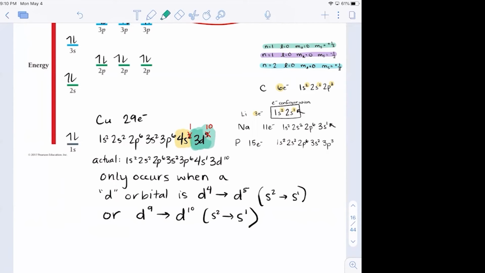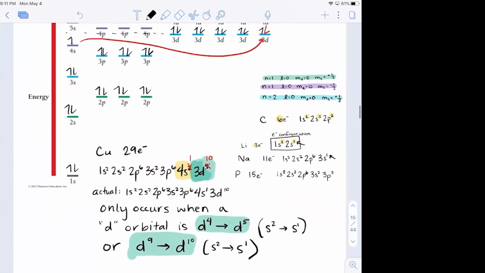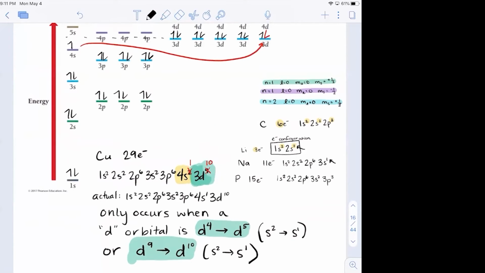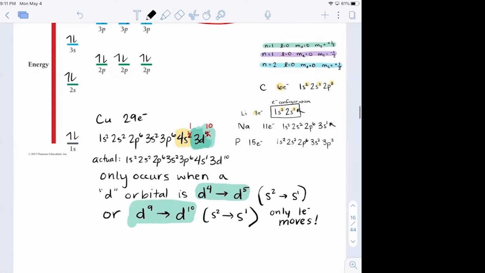It's when the d orbitals are almost half filled and they want to become half filled. There's a stability in half filling the d orbitals, and when the d orbitals are almost all full and it only takes one to become full, only one electron can move. So copper and his family will see this happen.